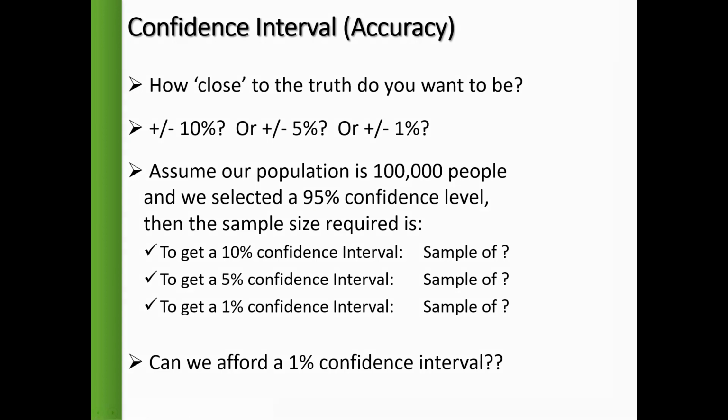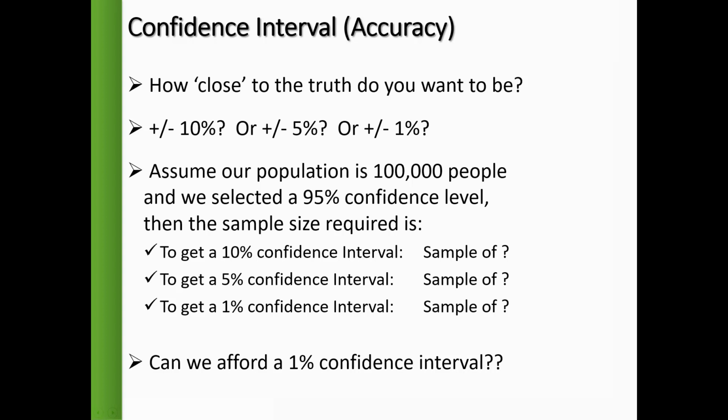If the population is 100,000 people and a 95% confidence level, how many people do we need to ask to get a 10% confidence interval? How many people do we need to ask to get a 5% confidence interval? And how many people do we need to ask to get a 1% confidence interval? Can we afford a 1% confidence interval? We'd have to ask a lot of people to get a 1% confidence interval. So the more accurate you want your confidence interval, the more people you're going to have to ask.